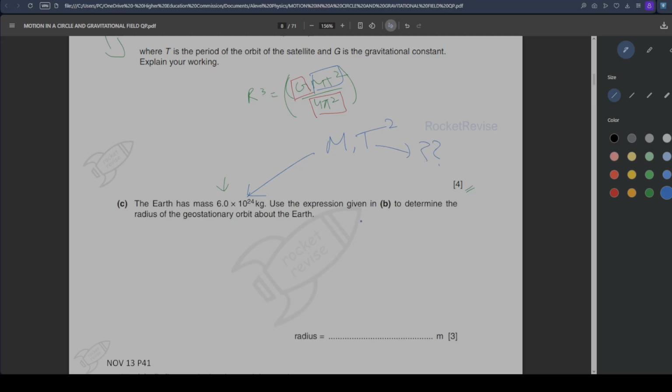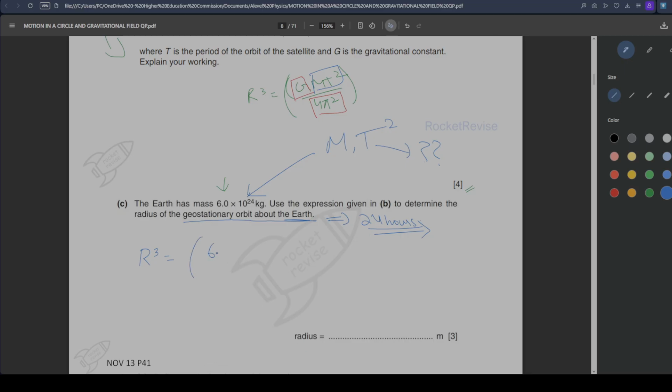T squared की वैल्यू हम कैसे निकालेंगे? इन्होंने पूछा कि geostationary orbit about the Earth, उसका radius हमने निकालना है ना. तो about the Earth अगर हम geostationary orbit को consider कर रहे हैं, उसका time period कितना होना चाहिए? 24 hours, because that's how long it takes for the Earth to rotate one complete rotation about its axis. So all we need to do is r cubed is equal to, we're gonna start plugging in the values. It's 24 hours, but again you have to convert it into seconds before using this formula.